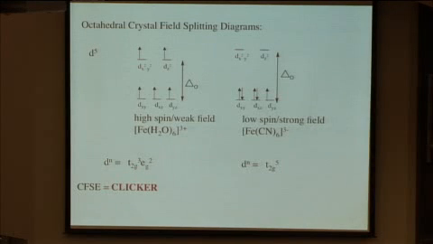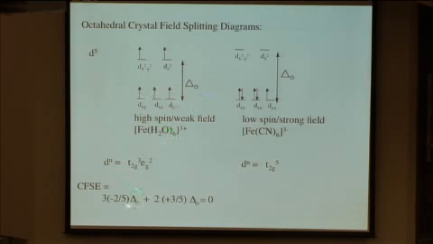So if we look at that, we have 3 electrons down here, so that's minus 2/5. 2 electrons up here, which is plus 3/5. So 3 times minus 2/5 is minus 6/5 plus 6/5 gives you 0. So here is a case where you really don't have much stabilization. It would be equivalent then. So there's 0 stabilization because you have 3 electrons down and 2 up.